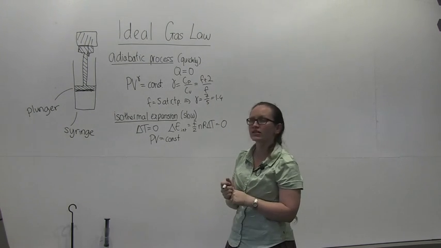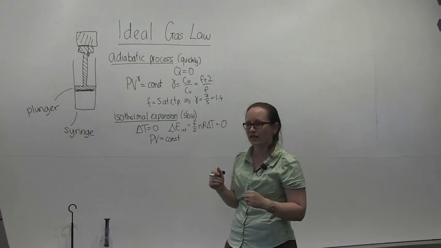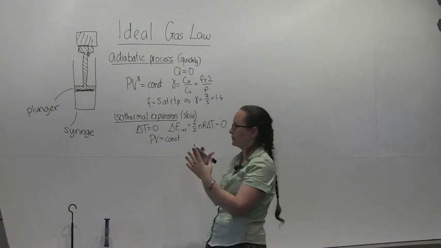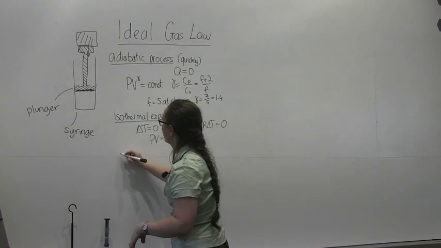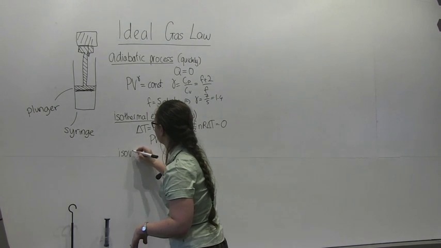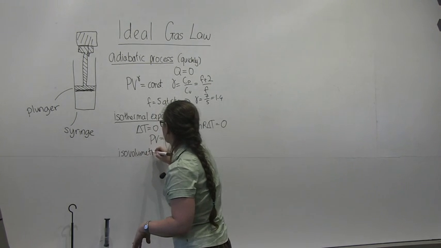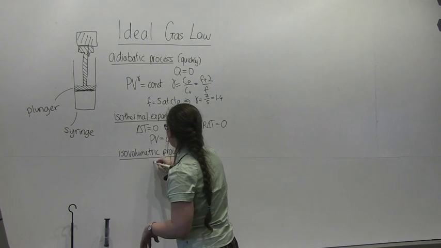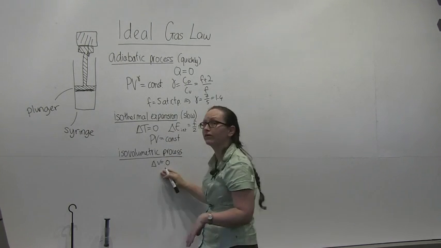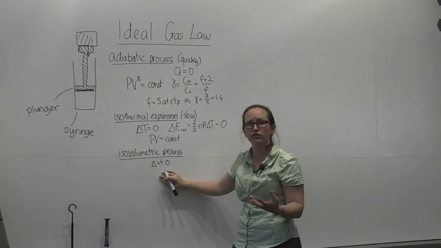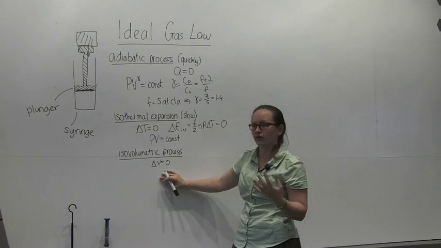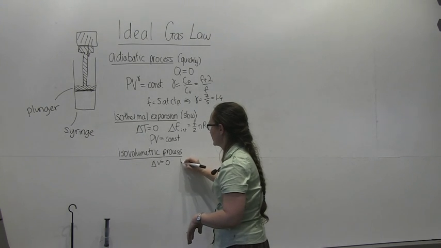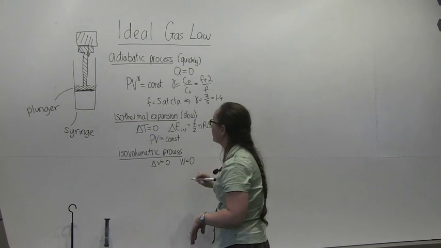So the final process you're going to be doing in your cycle is an isovolumetric process, where you're just going to be letting it come to thermal equilibrium with the surroundings without changing the volume. So isovolumetric is one in which the change in volume is equal to 0. And as we're not changing the volume, we're not doing any work on the gas inside that syringe. And so for isovolumetric processes, the work is equal to 0.